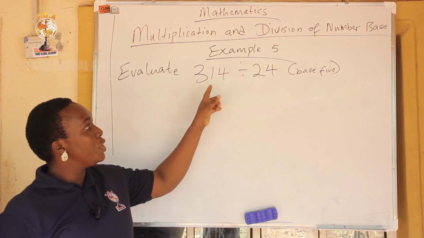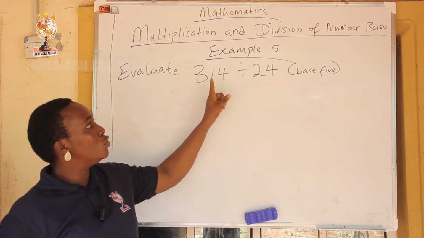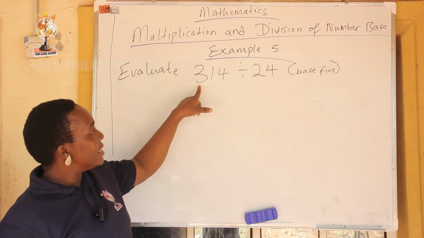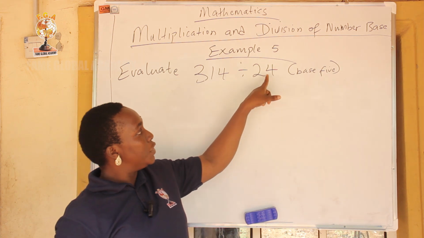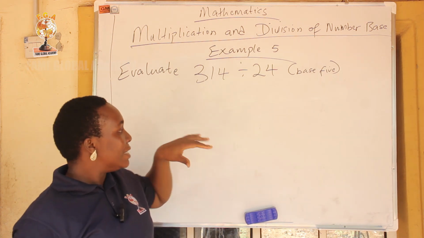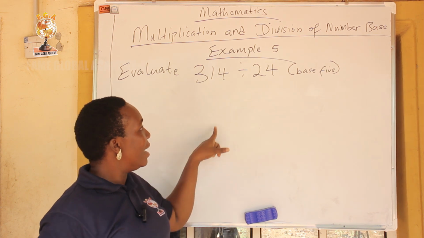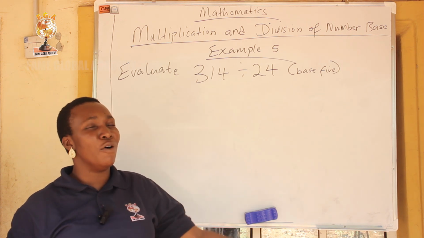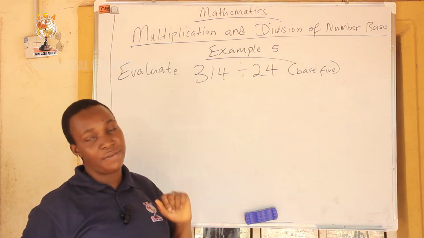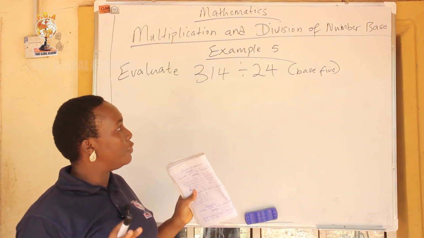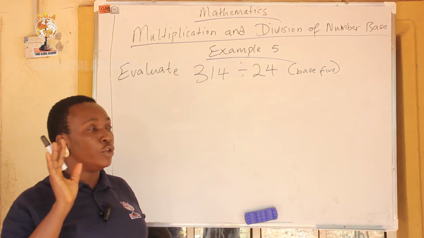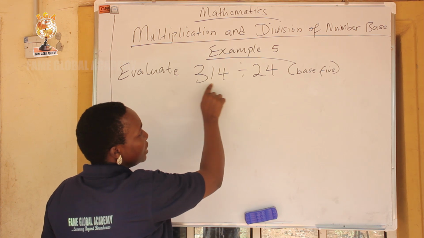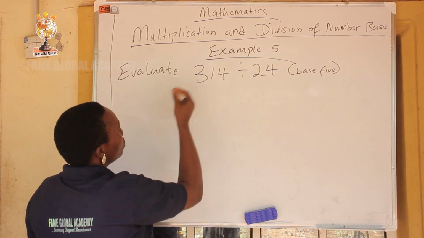Because what we are going to be doing here, we are going to convert this number to base 10 using the expansion method. So we convert this 314 to base 10, 24 to base 10 using base 5. Then when we convert it, we now have an answer, then we'll divide the two numbers. Then the answer we get, we'll convert it back to base 5. Okay, it's not difficult. It's a very simple thing. The only thing is for you to understand what is going on there. So what I'm saying is we are using expansion to convert this number to base 10. So how do we do that?